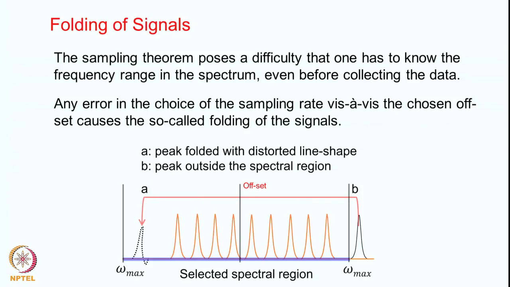So now another important feature that happens here is what is called the folding of signals. The sampling theorem poses a difficulty that one has to know the frequency range in the spectrum even before collecting the data, because a priori you do not know where your frequencies are, and then where to place the carrier. So how to choose the offset is often a difficult problem. Therefore you can always end up choosing a wrong offset or a wrong filter, and then you may not be able to cover your proper spectral range.